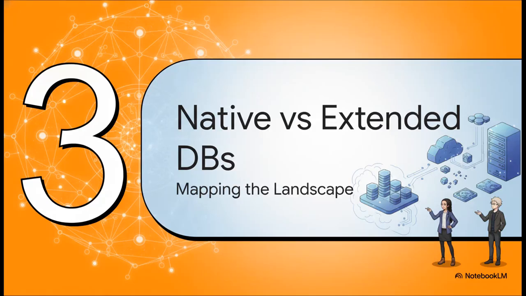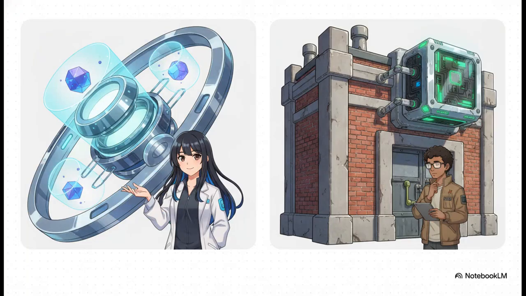Section 3. Native versus extended databases, mapping the landscape. Okay, let's look at the actual tools developers are using out in the wild. You've essentially got 2 camps emerging. On one side, native vector databases like Weaviate, FAISS, Qdrant, and Milvus, which were built entirely around vectors from day one. On the other side, you've got the familiar heavyweights, Postgres, Cassandra, Mongo, Redis, that have basically bolted on vector extensions to handle these new AI workloads.